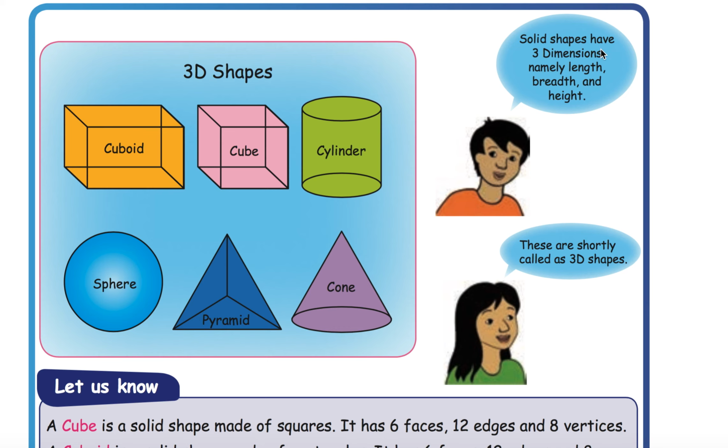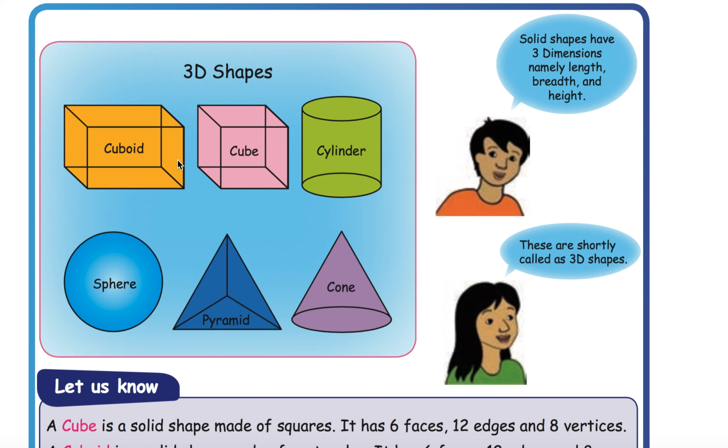So solid shapes have 3 dimensions, namely length and breadth. Length and breadth we already know. Third one is height. This is length. This is breadth. This one is height. These are shortly called 3D shapes. 3 dimensions are there, right? Length, breadth, and height. That's why these are called 3D shapes.